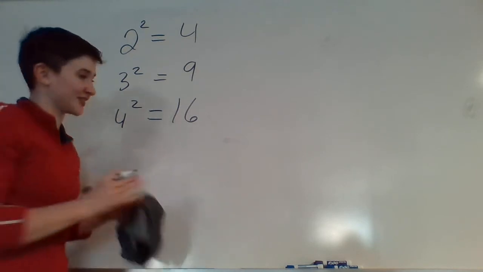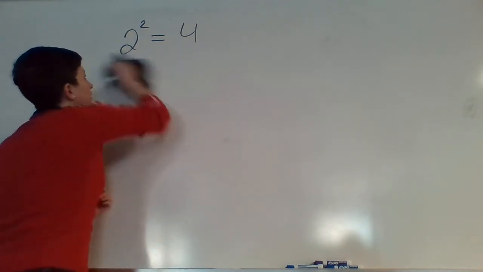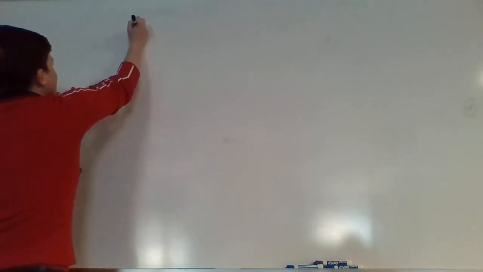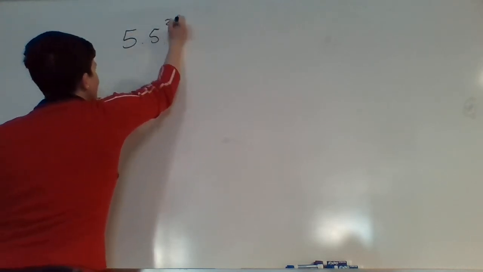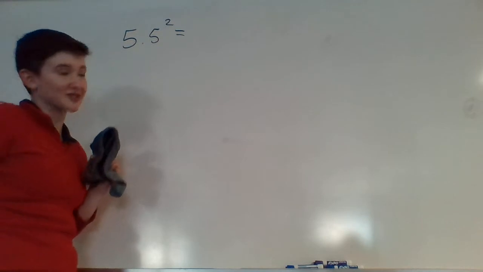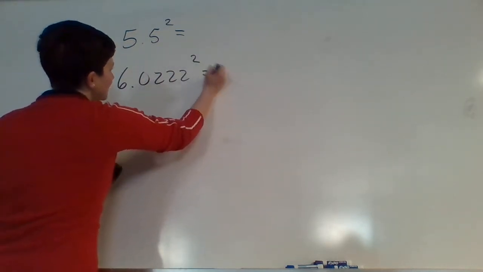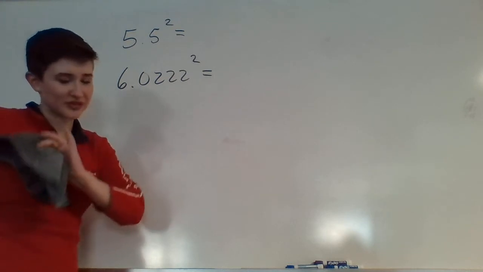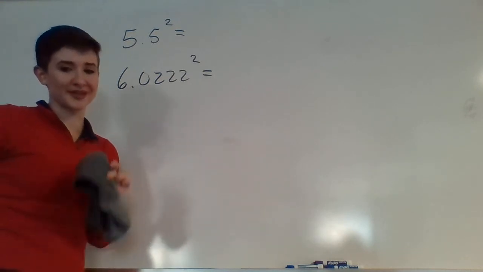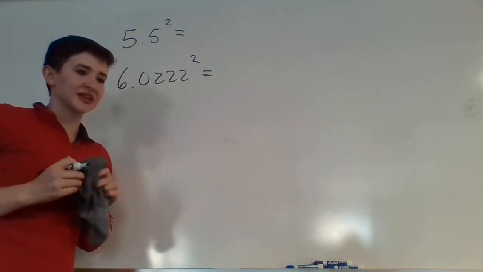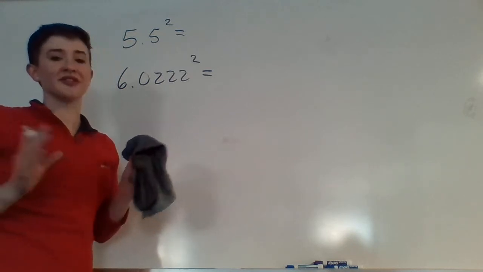What is not a perfect square? Anything with a decimal. Literally anything with a decimal. 5.5 squared, not a perfect square. 6.0222 squared, not a perfect square. These are not perfect because they are not whole numbers, which I know is a little numberist of us, but they're not perfect squares.